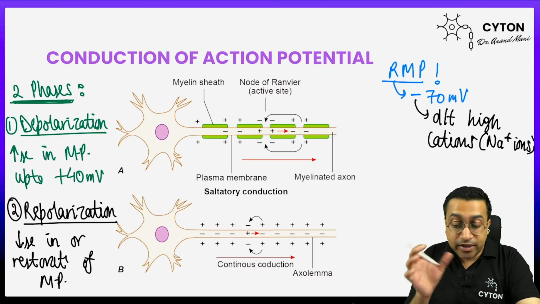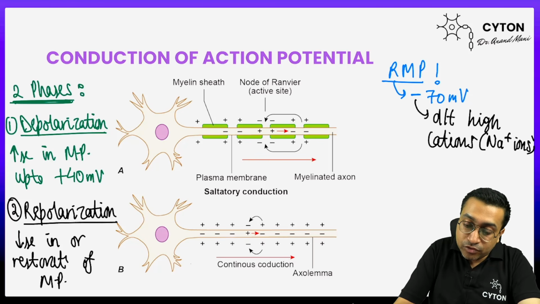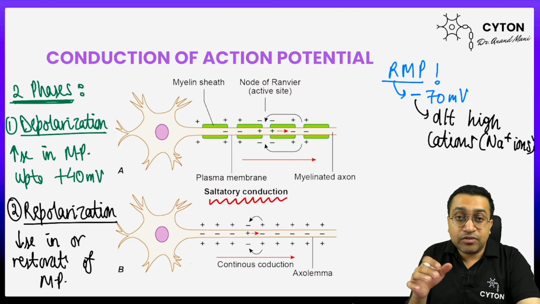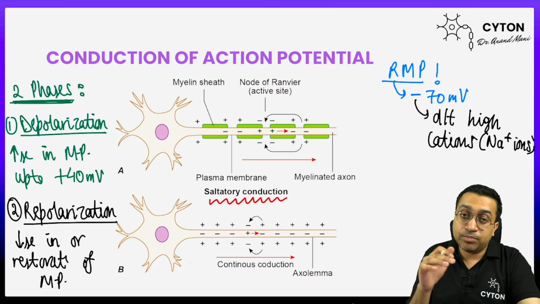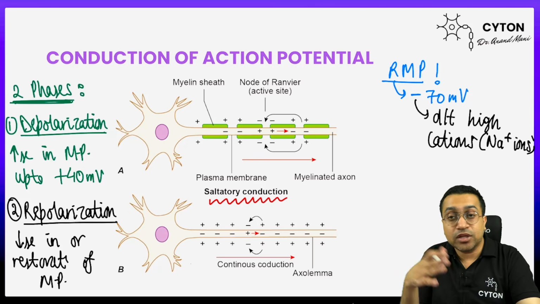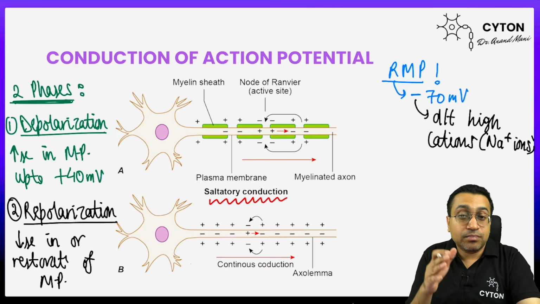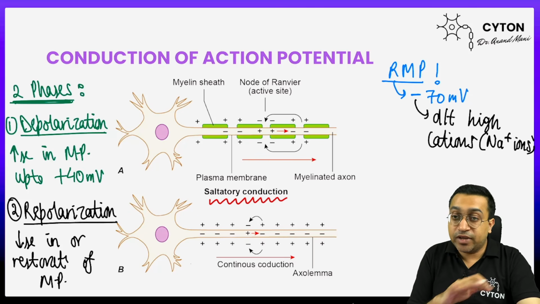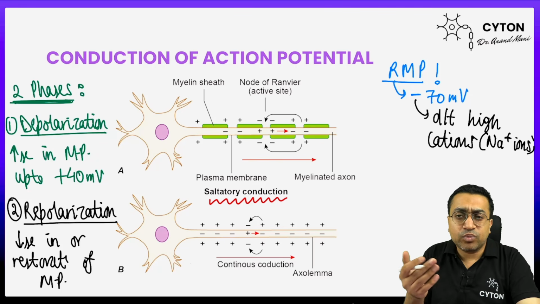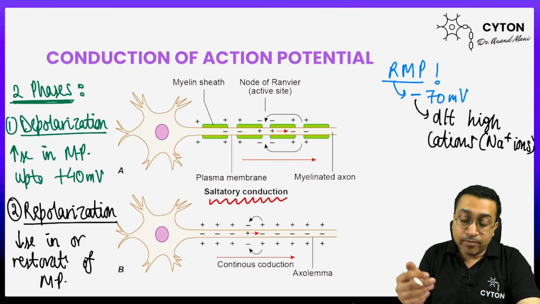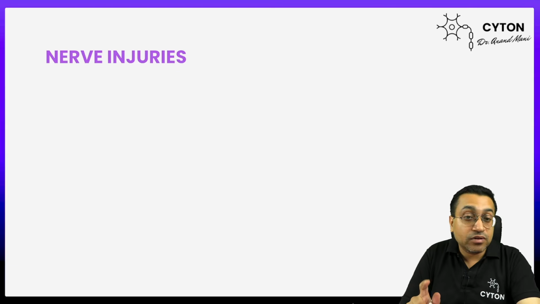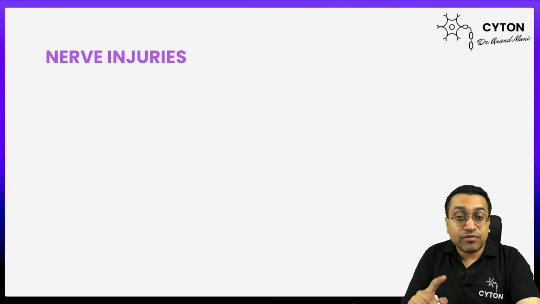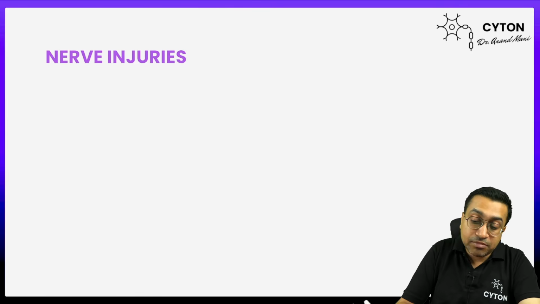So what is saltatory conduction, which is written here? Saltare means to leap in Latin. So it is the jumping conduction of the action potential from one node of Ranvier to other nodes of Ranvier. In thick myelinated motor fibers like alpha fibers, the speed of conduction is very high, approximately 70 to 120 meters per second. Now there is something known as nerve injuries. Based on the severity of the damage, the nerve injuries can be further classified.